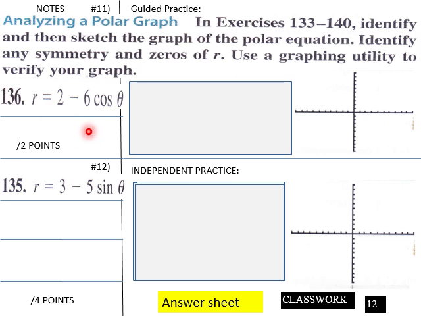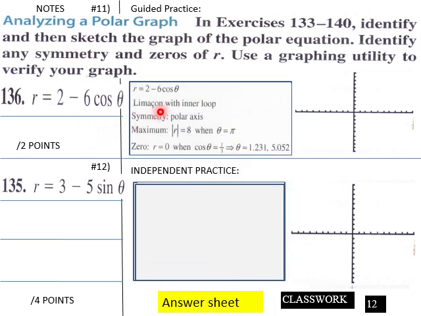So for this one up here, we have r equals 2 minus 6 cosine theta. It is a limacon because we know the forms of what limacons are, and this is a classic limacon formulation here with an inner loop. Symmetry will be the polar axis, and then the maximum value for the absolute value of r would equal 8 in this situation when theta equals pi. When theta equals pi, it would be 8.